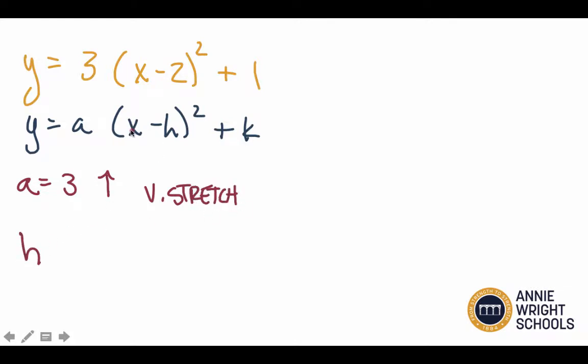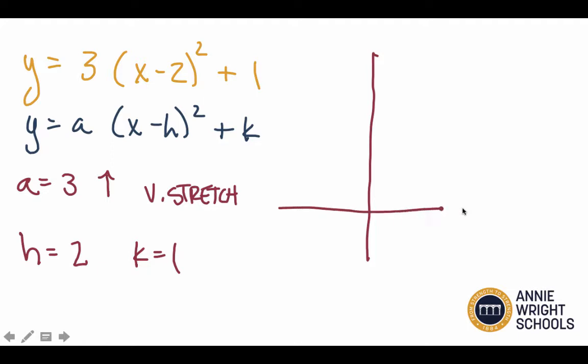H is the number, x minus h. This says x minus 2, so h is positive 2. K is the number after a plus, so plus 1, so that means k is 1. What I can do right now is I can graph this quadratic by going to the vertex, which is positive 2, comma positive 1. Drawing a vertical line through that vertex and a horizontal line through that vertex.